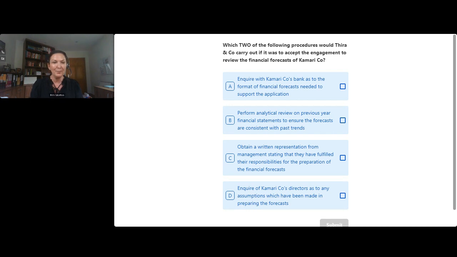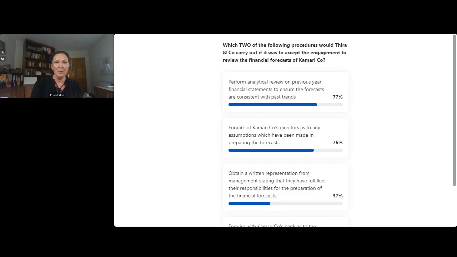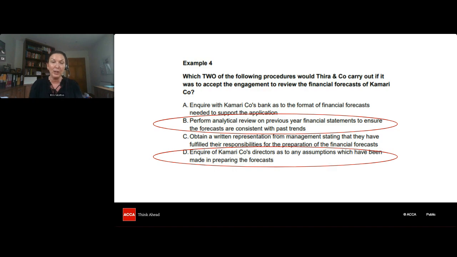3, 2, 1, go. Okay, so in terms of the two, the poll selected looks like you've got 77.4 picking B and 74.8 picking D. So those are the most popular answers out of the 4. Let's look at the correct answer. So picking the correct 2, it would have been B and D. So well done, everybody.